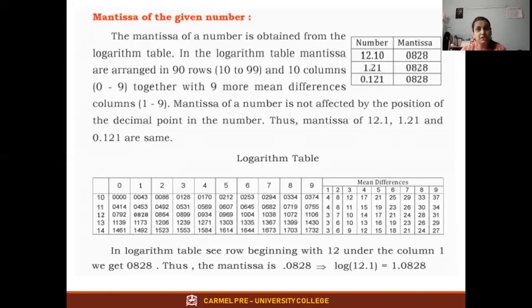For log 1000, you look again for 10 and 0. 1000 has 4 digits, and 4 digits means 4 minus 1, so it is 3.000. What is log 10? 10 has 2 digits, so it is 1.000. So log 10 is 1, log 100 is 2, log 1000 is 3, and so on. So if they ask you the values of log, you should be able to find them using the log table. This is just how to use the log table.